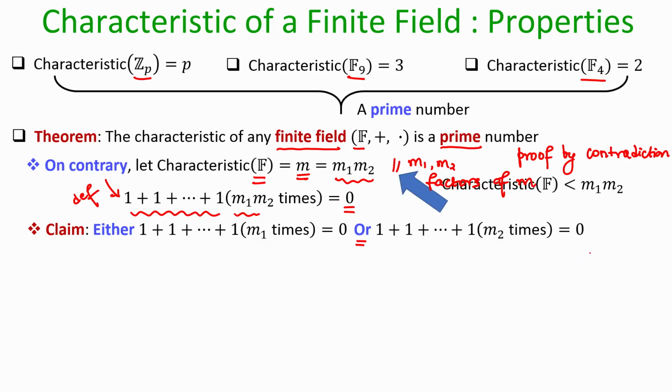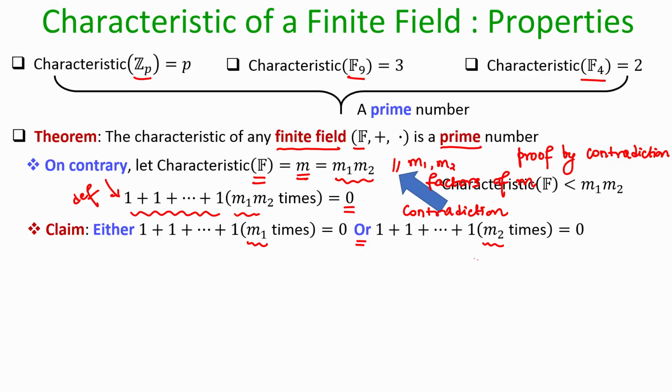Assuming that this claim is true, then this goes against the assumption that the characteristic of the field was m1 times m2, because if 1 added to itself m1 times gives you the element 0, then it implies that the characteristic is m1, or if 1 added to itself m2 times gives you the element 0, then that means the characteristic is m2, and both m1 as well as m2 are individually less than m.